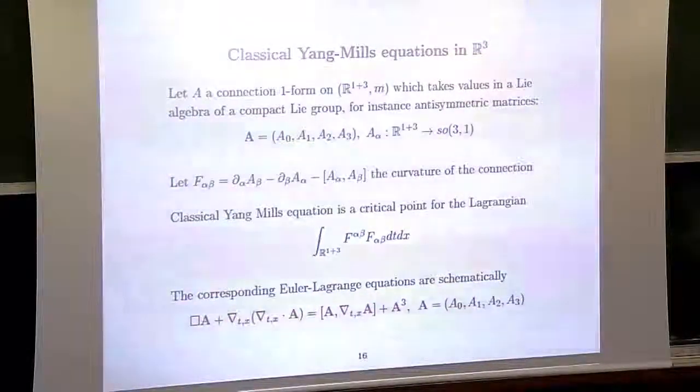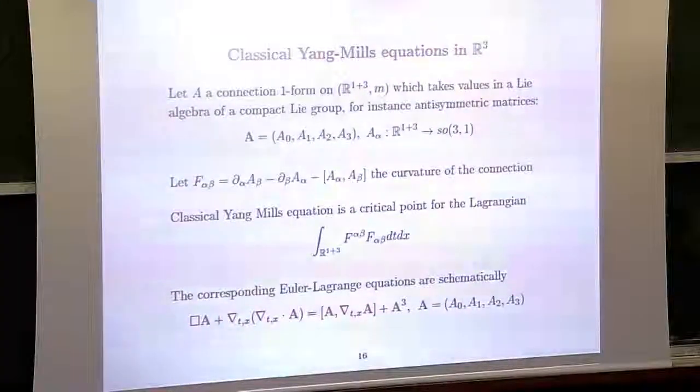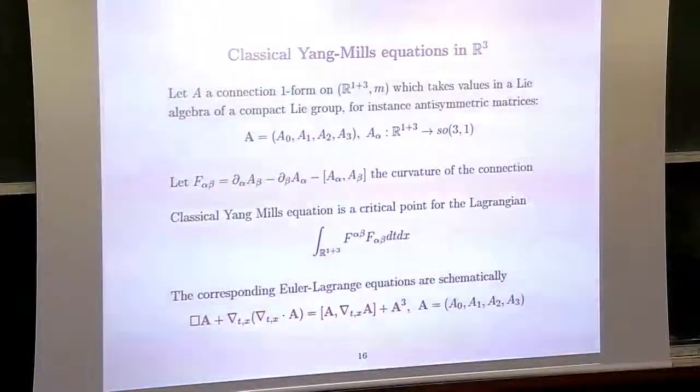of this Lagrangian, I'd like to write it in terms of the potential, the connection one-form A, because it's easier to see. In terms of the connection one-form, this is the equation that you see: the D'Alembertian of A. Again, this is semilinear, and you see it at this level because it's the flat D'Alembertian. So the D'Alembertian of A plus the spacetime gradient of the spacetime divergence of A is equal to the Lie bracket of A times the gradient of A, plus A cubed.